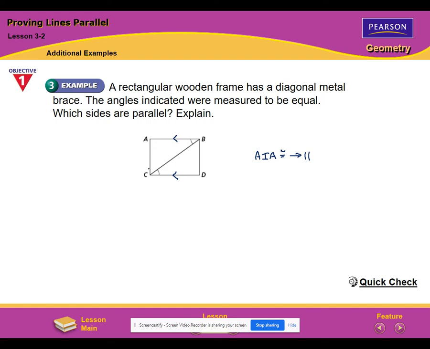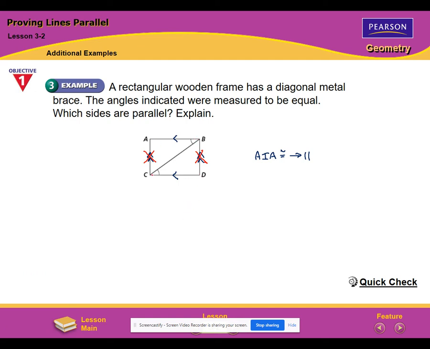Okay? It is not the case that this one would be parallel to this one. That is not the case. Notice that there's nothing to do with this angle that is formed by this side, and this angle here, which is formed in part by this side. Okay? So that's not true. This is not true.